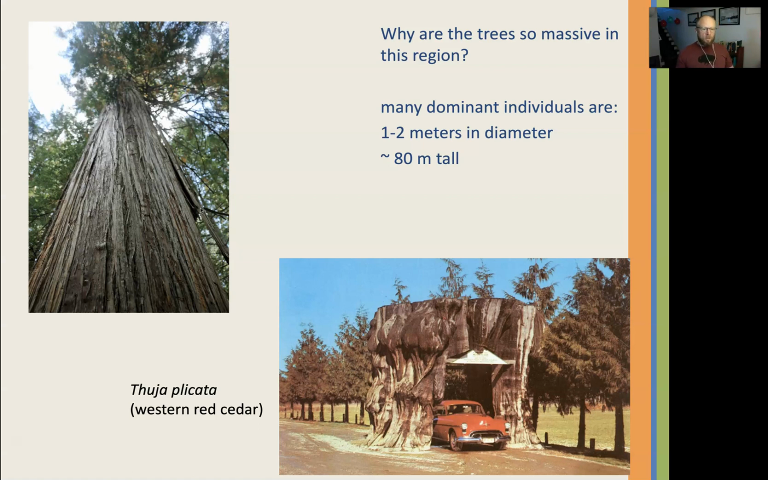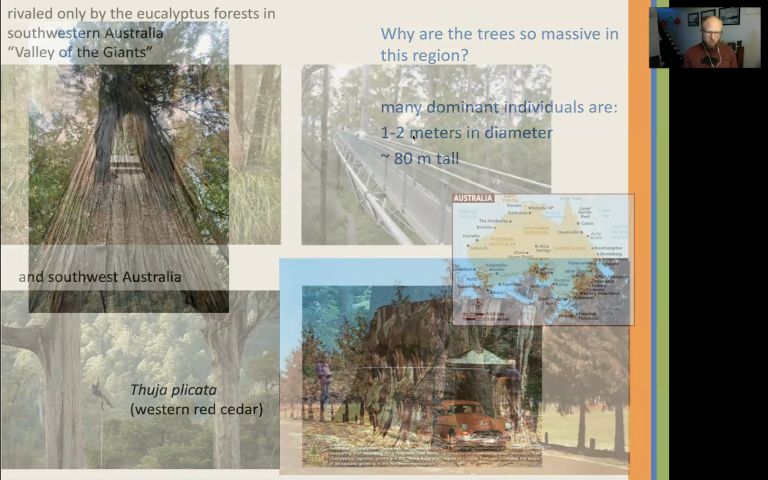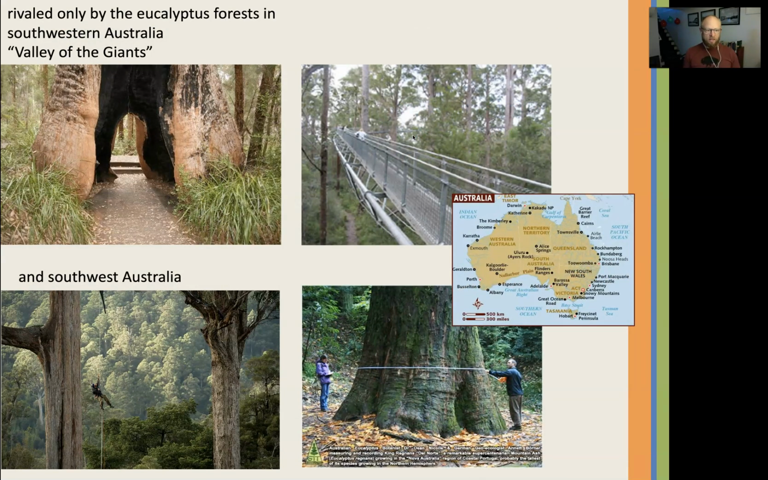So the trees in the temperate coniferous rainforest are known for being massive. And again, this goes from Northern California up through Oregon, Washington, and large parts of Canada as well, where we have these huge individuals dominating the landscape. Many individuals are more than a meter in diameter, and they can be several meters in diameter, and 80 meters tall or more. So really tall, really large stems.